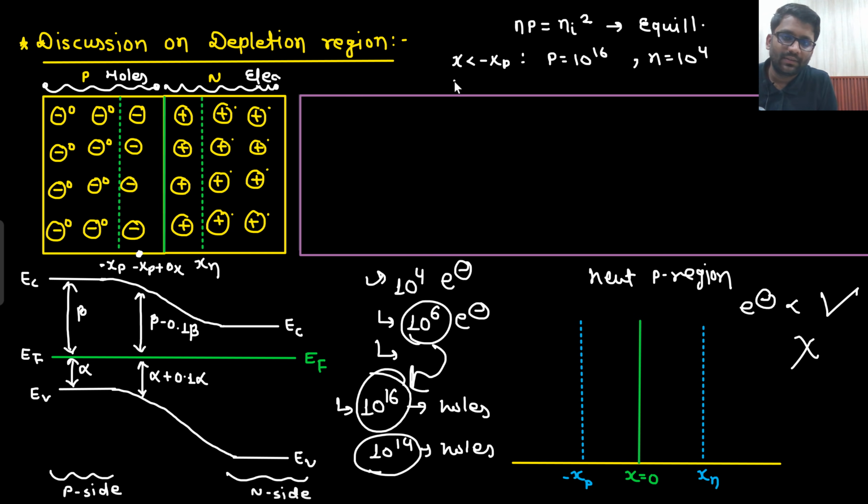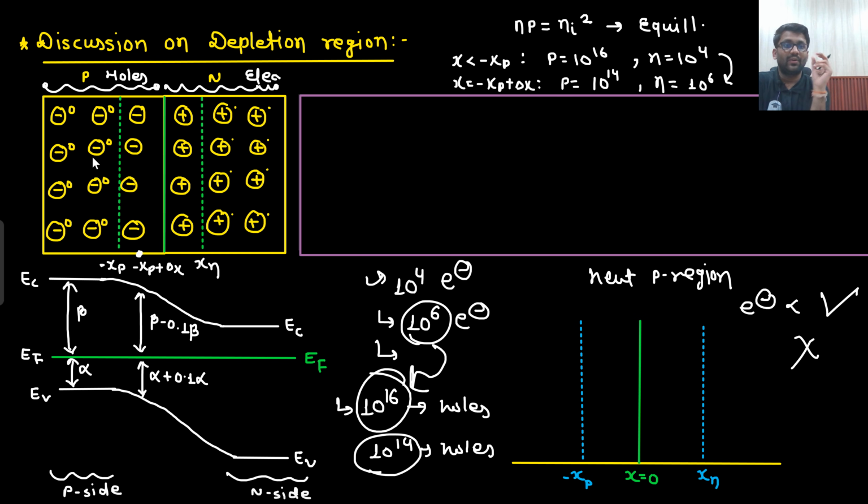So at x equals minus xp plus delta x, what is the scenario? Sir, number of holes got decreased, that is 10 to the power 14. So what will be the number of electrons? That has to be 10 to the power 6. So this has to increase. If this is decreasing, this has to increase because mass action law has to be valid. So surely in the depletion region, you are getting more electrons than the neutral p region.